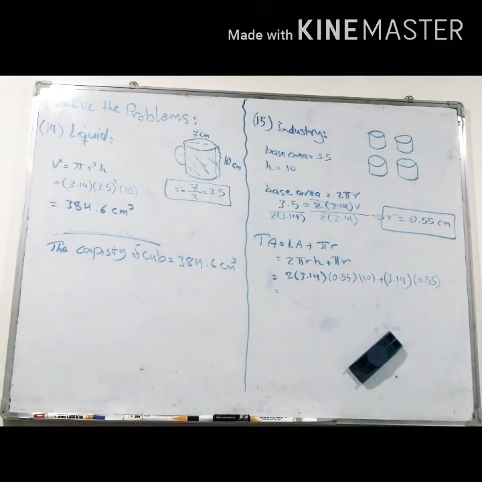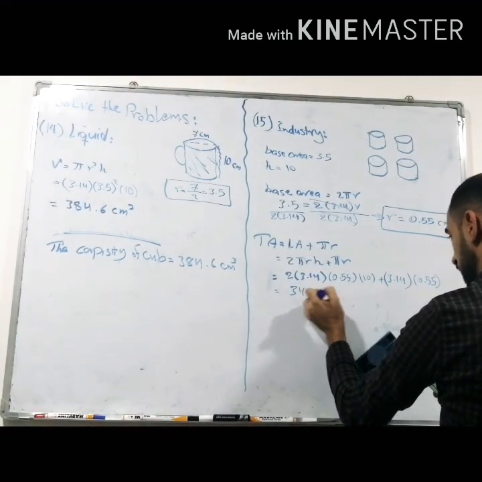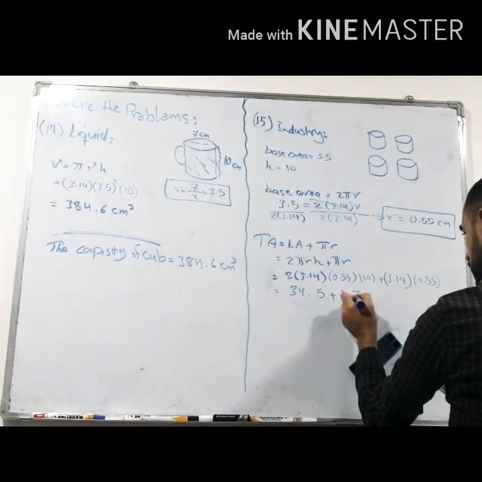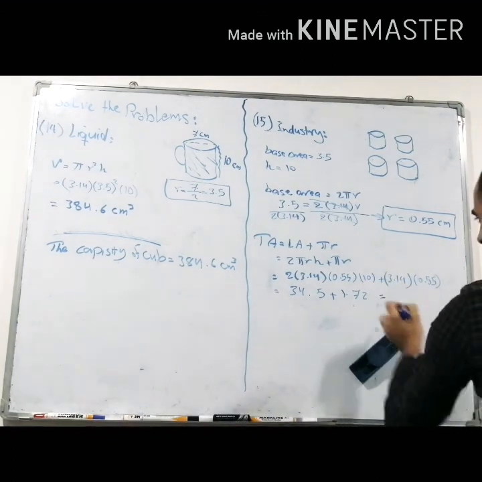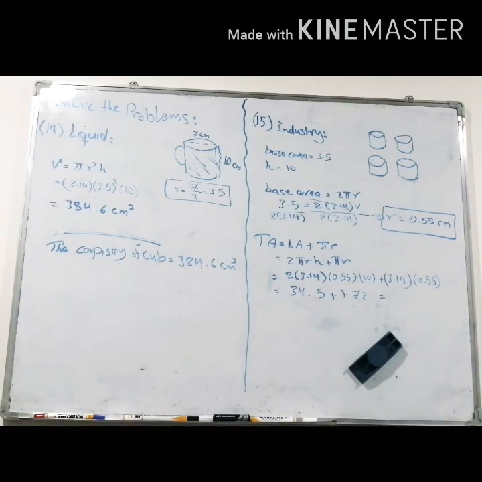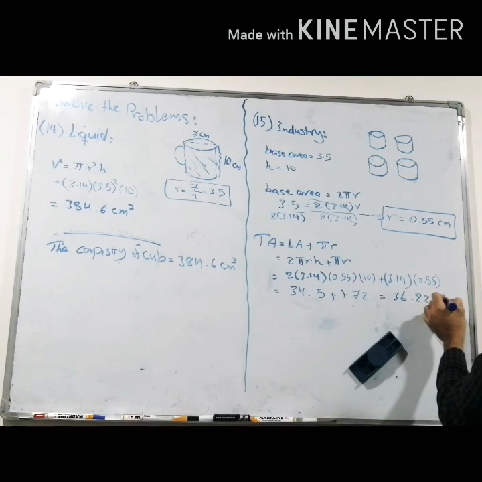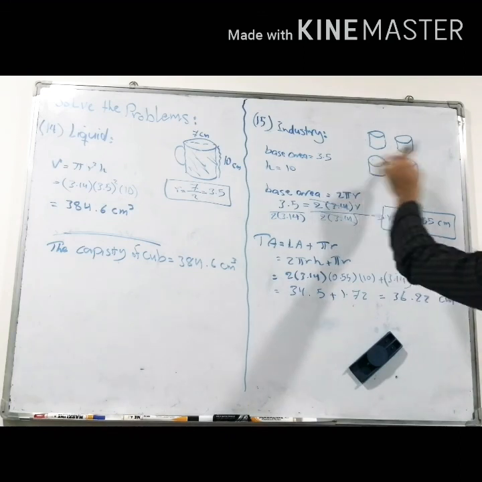2 by 3.14 multiplied by 0.55 multiplied by 10 equals 34.54, plus 3.14 multiplied by 0.55 squared, which equals 1.702. We add these two values, which will equal 36.22 centimeter to the power 2. That is the area of one cylindrical can.